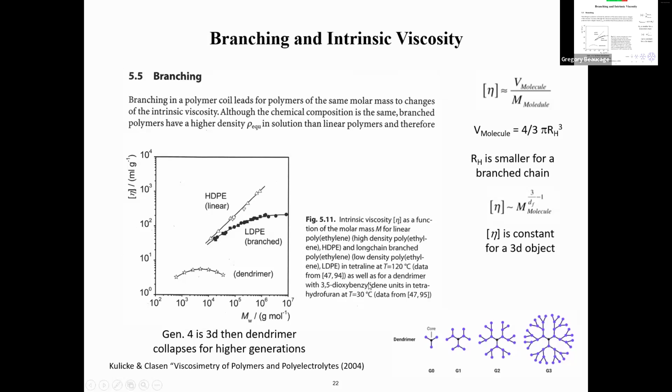Well, I don't know exactly. Oh, this is some kind of oddball 3,5-dioxybenzyl. It's got an aromatic ring with substituents in 3,5 position, I guess. I don't see exactly how you get a trifunctional, but anyway, so in tetrahydrofuran at 30. So it's kind of polymer for the first 2 generations, like boom, boom, and then all of a sudden it goes flat. That's a 3D object, right?